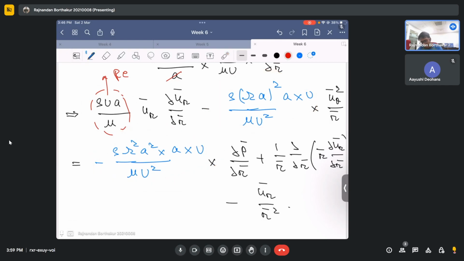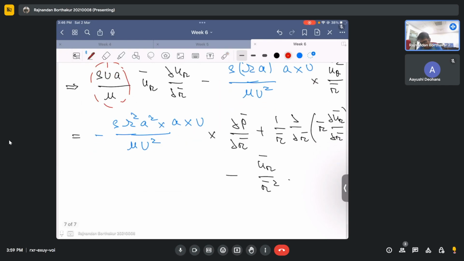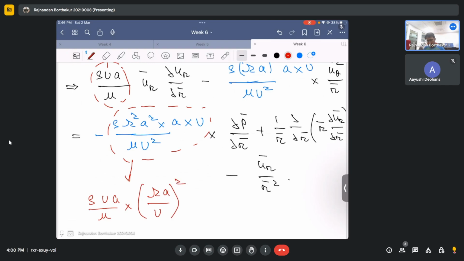So what I will do is I'll simplify this blue term as follows. I will write it as rho u a by mu into omega a by u whole squared. See, this is possible, right? Because I bring this rho, this u, this a, and this mu, which basically will give us the Reynolds number.